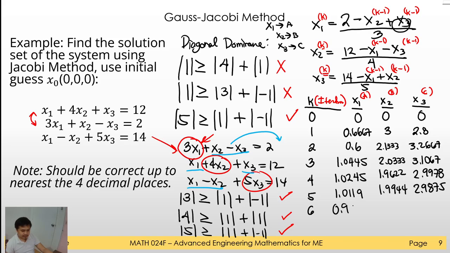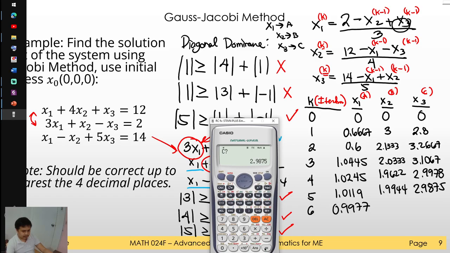0.9977. Okay, let me just check again. Okay, for the next one, we have B12, no? So calc, so A and C, 1.0119. And then C here is 2.9875. So we have 2.002, 2.0002.